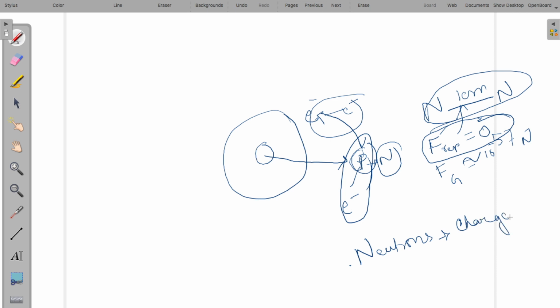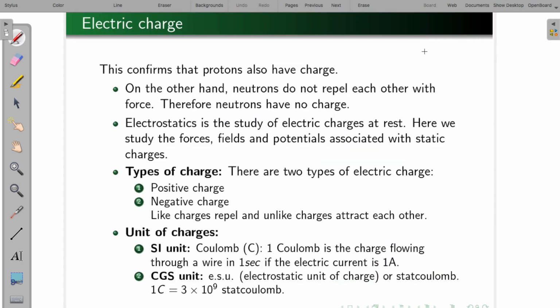Chargeless means that neutrons have zero charge, so because they have no charge, there is no repulsive force between them. So this is the concept of charges. The concept of charge is now clear: they have some additional intrinsic property in addition to their masses.